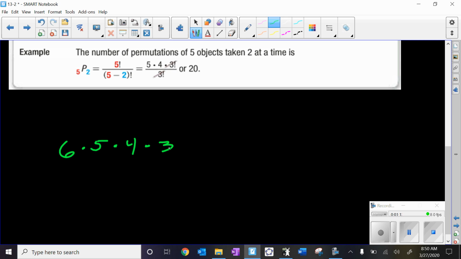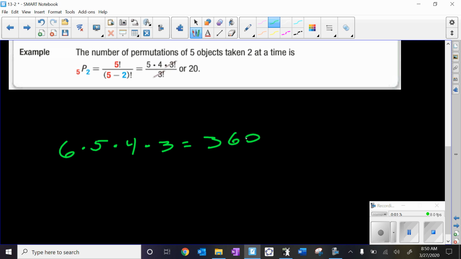6 times 5 times 4 times 3. That would get you a value. I would need to do that quick myself. 6 times 5 times 4 times 3 gets me a value of 360. So there would be 360 different ways to choose from 6 people and just wanting 4 of them.